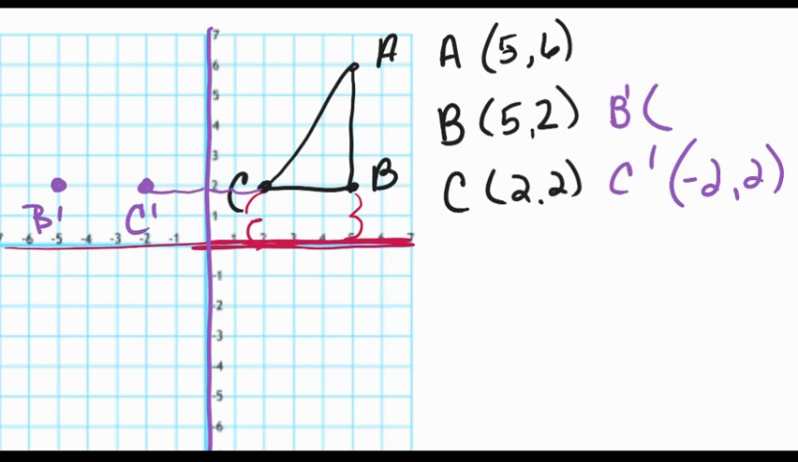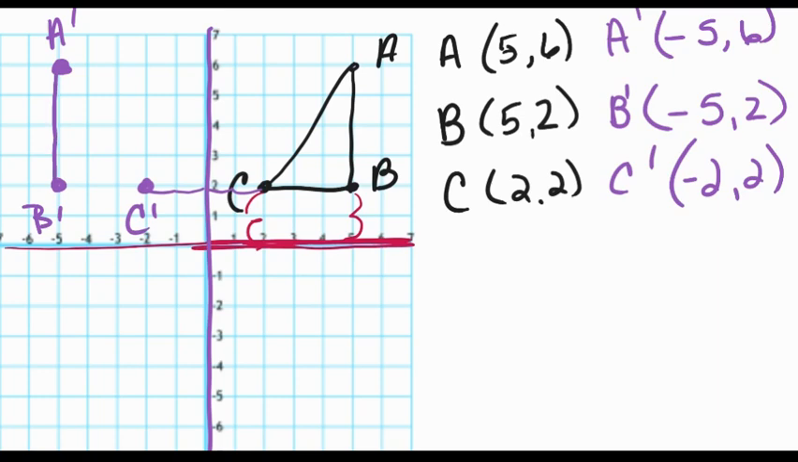Notice the coordinate pair for B prime is -5, 2. And then A is 5 away as well from the y-axis. And so on this side, I want it 5 away as well. And notice A prime is going to be -5, 6. And when I connect them, notice it is a mirror image. It's backwards. So when you reflect over the y-axis, it's going to be backwards. Over the x-axis, it's going to look upside down.